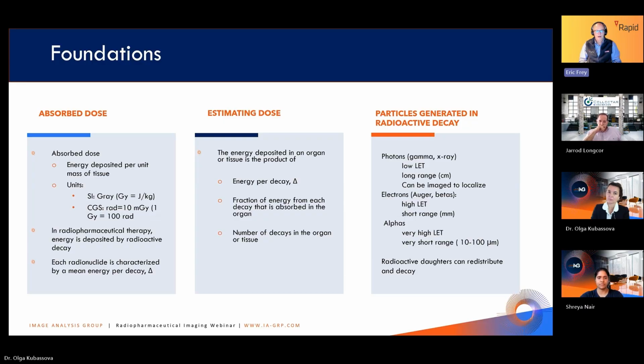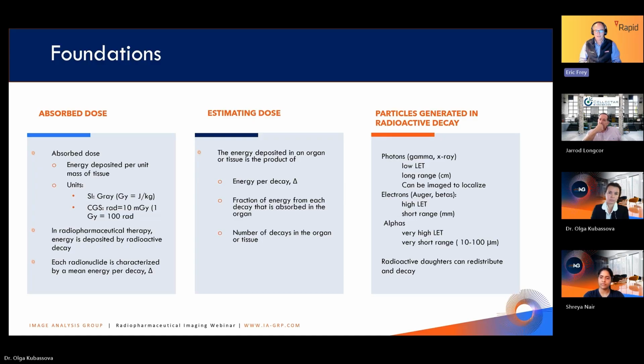In radiopharmaceutical therapy, the energy is deposited by the decay of radionuclides inside the different organs. And I'll say a few words in a couple of minutes about the different particles that do that. Radionuclides are characterized by a mean energy per decay that's referred to as delta. So if you want to estimate the dose, there are essentially three, and maybe a fourth, factors that go into it. The product of three things: the energy per decay.